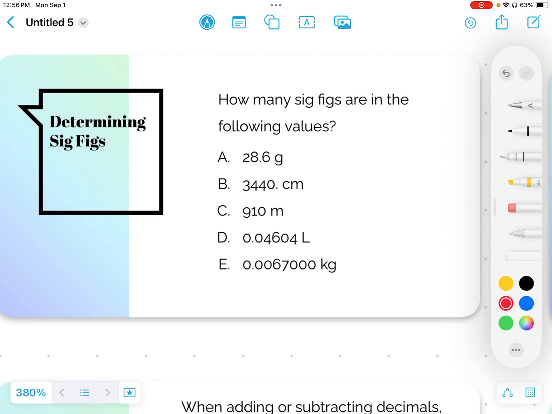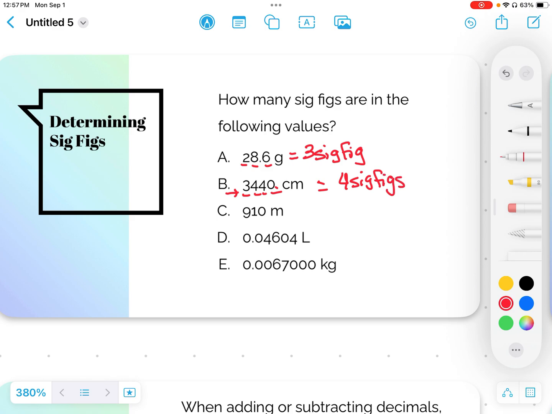Okay, now let's go to our practice. So looking at A. So A is 28.6 grams. Again, there's no zeros whatsoever. And so we would say 1, 2, 3. So there are 3 sig figs in that number. Then we go to B. B, there is a decimal point present. So what we're going to do, we're going to go to the front and we're going to swim in until we hit a number, making everything behind it significant. So we have 4 sig figs.